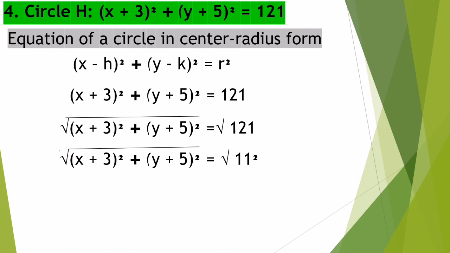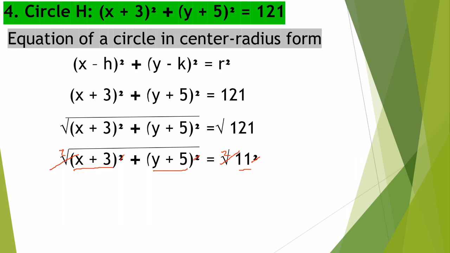Next, since ang index natin ay 2 at ang ating mga exponent ay 2, kaya pwede na tayong mag-cancel. So, tanggal na yan. Tanggal na rin ang mga exponent na 2 outside the parentheses. Ganon din sa ating right side. Cancel na yan. Tanggal na rin sa exponent 2. Kaya ang mga radicand na naiwan ay x plus 3, y plus 5 at ang sa ating radius ay 11.